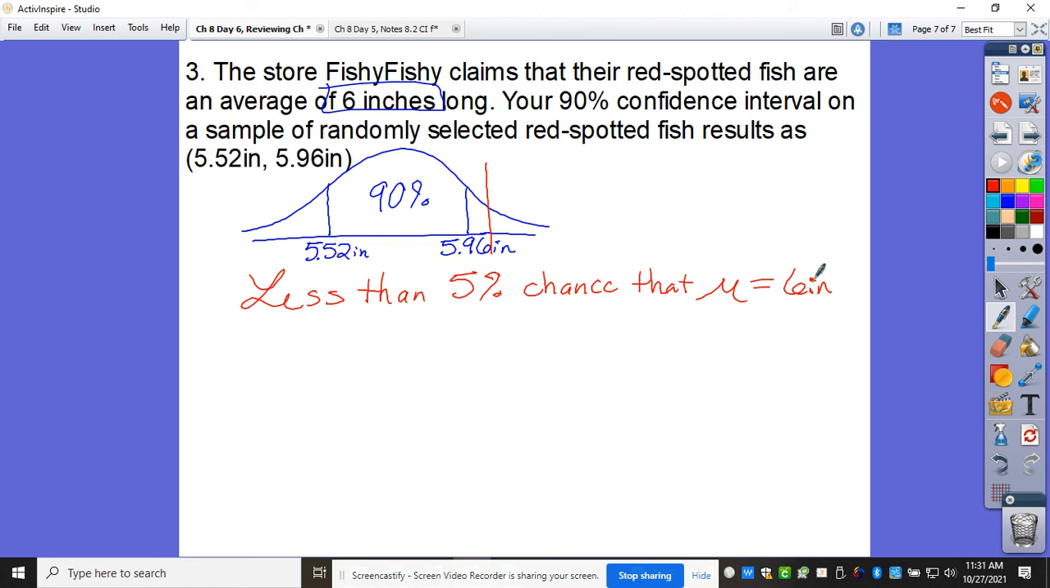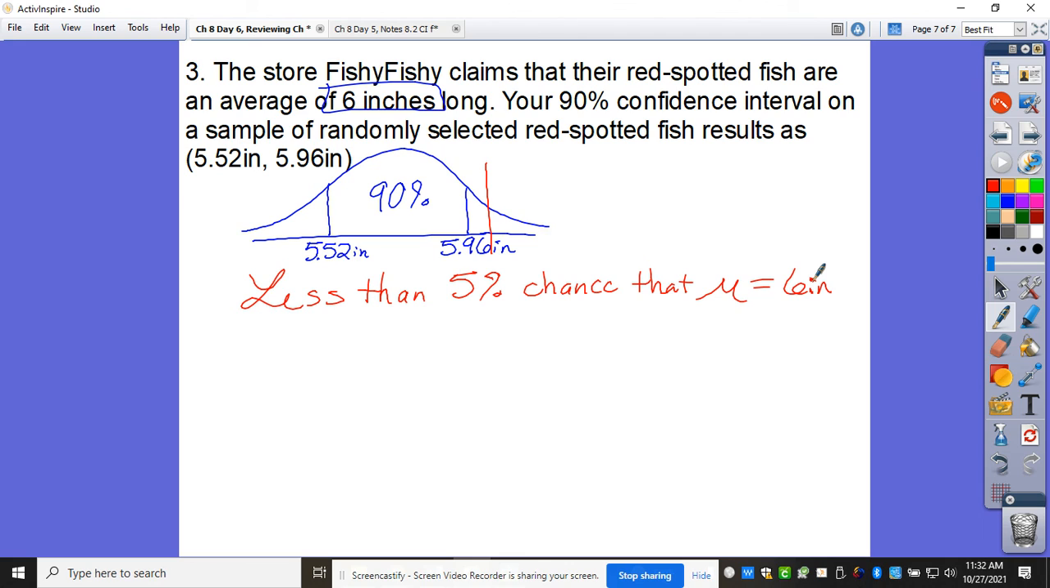What's the question? I was trying not to type much so y'all don't have to write stuff down. The question would be, is their claim true, or could their claim be true, or something like that? Are they right? So if this were asked in a question, we'd probably say something like, this doesn't seem reasonable because there's a less than 5% chance that would actually be the case.